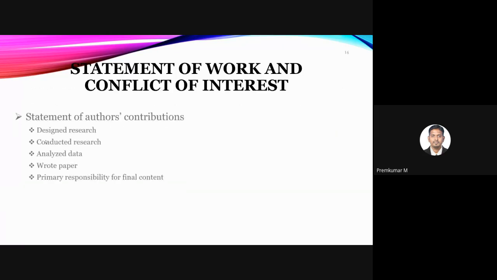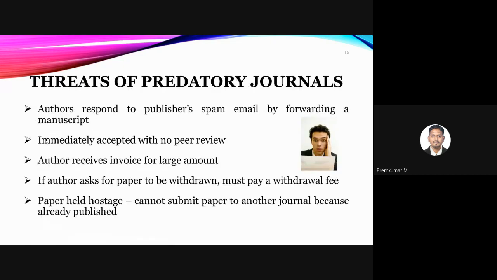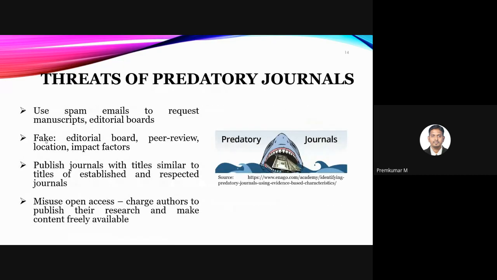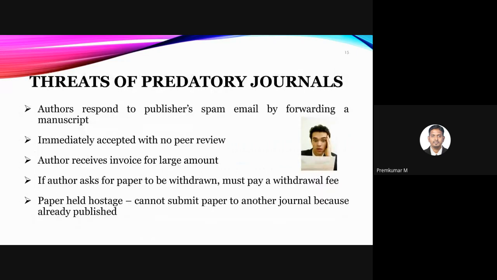Okay, to check whether your journal is predatory or not, a lot of websites are available, so you can go to the website and check it. Or else, as I told you, try to go with reputed publishers like IEEE, Springer, Elsevier, Taylor and Francis, Wiley.